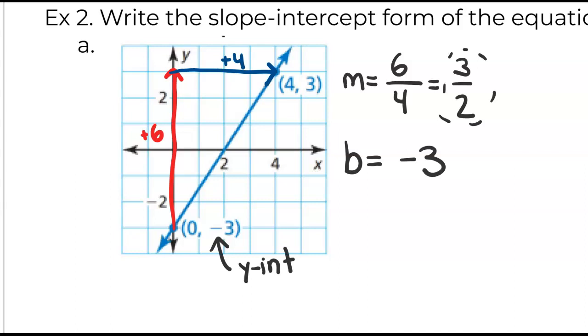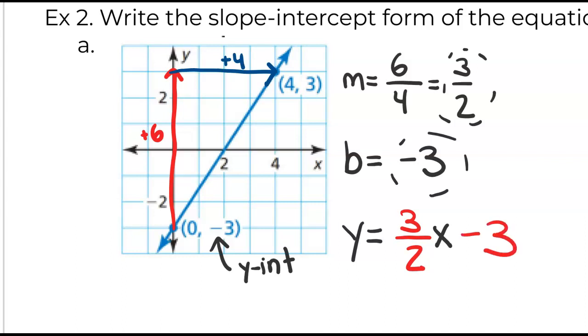So now we're gonna take this piece of information and this piece of information and put it into our y equals mx plus b, just like how we did in the problem above. Now we have our two pieces of information. We just need to write our line. Y is equal to our m value, which is 3/2 x minus 3.